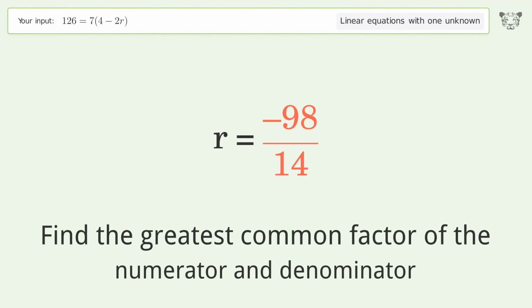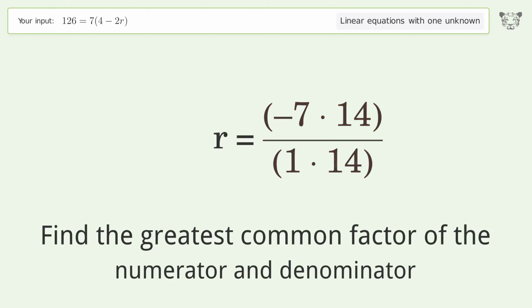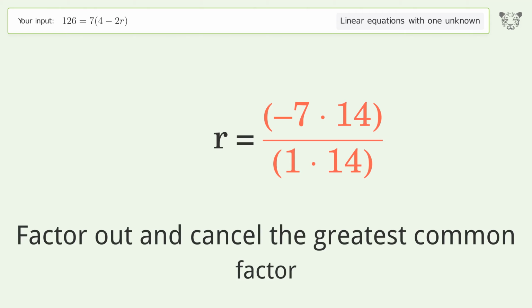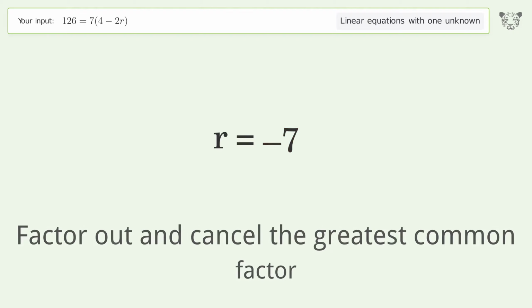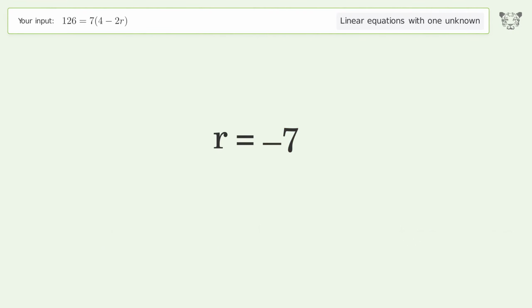Find the greatest common factor of the numerator and denominator. Factor out and cancel the greatest common factor. And so the final result is r equals -7.